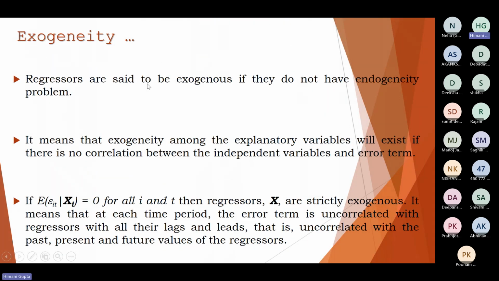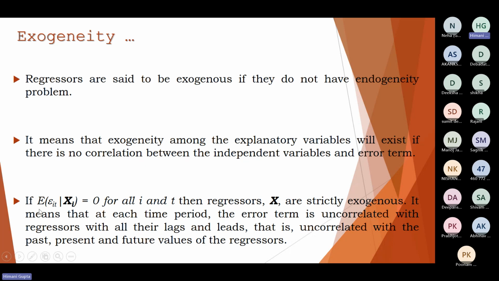So regressors are said to be exogenous. Regressors means your independent variables are said to be exogenous if they do not have the endogeneity problem. And endogeneity problem means they are related with the error term. It means that exogeneity among the explanatory variables will exist if there is no correlation between the independent variables and your error term. So over here you can see the symbols.